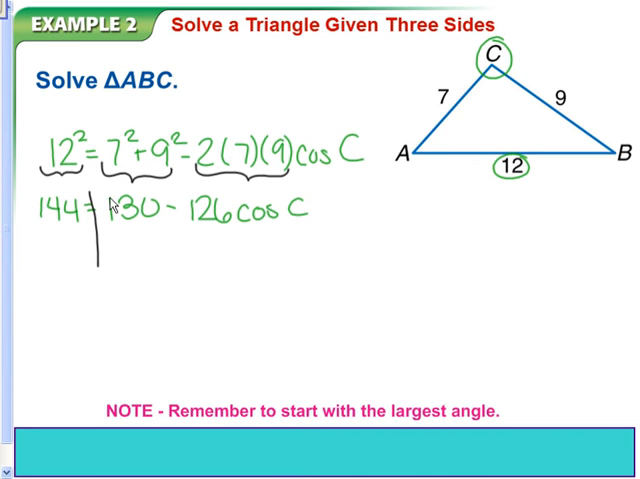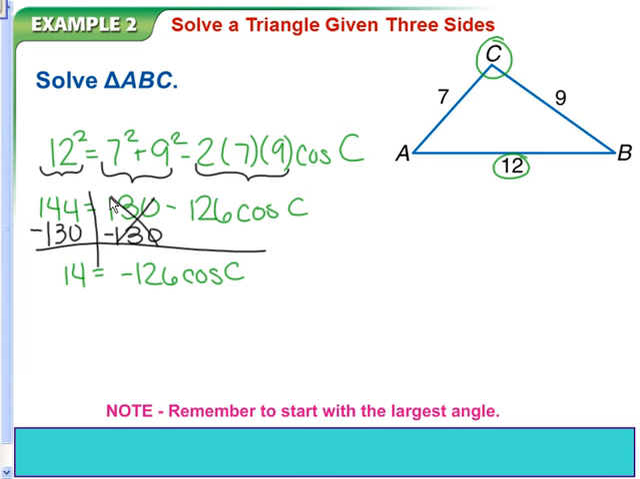So what we're going to do is drop down our line, minus 130. Just solving a basic equation here. So we've got 144 minus 130, and we get 14. Negative 126 cosine of c. Now we can divide it by negative 126.